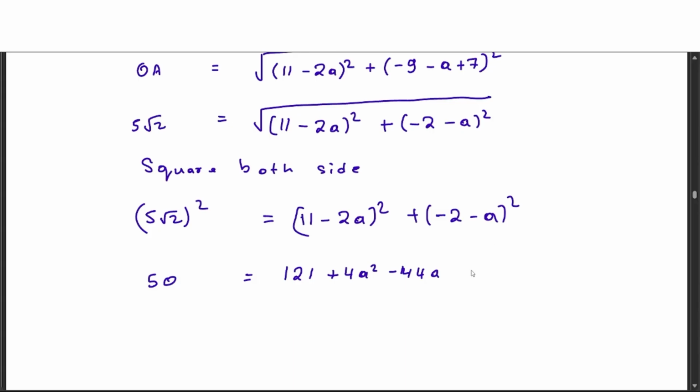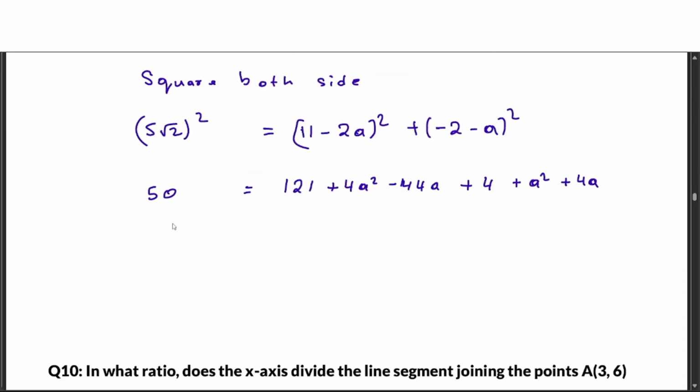Okay, same way you can solve this one. So you will get plus 4 plus A square, and plus 4A. Okay, hope you got it. Now you can solve this one. So you can say here bring 50 in this side also. So you can say 125 minus 50 and plus 4A and A. So you can say 5A square and minus 48 and plus 4A. So you can say minus 40A is equal to 0.